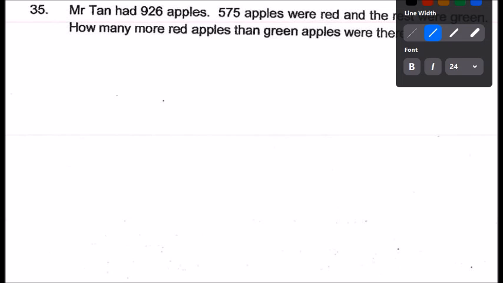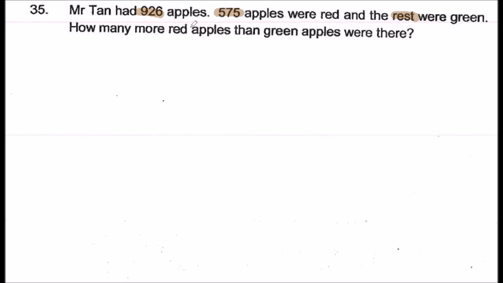Question 55. Mr. Tan had 926 apples. 575 apples were red and the rest were green. So guys, what we need to do is highlight the key numbers. Like total is 926, then 575 were red and the rest were green.